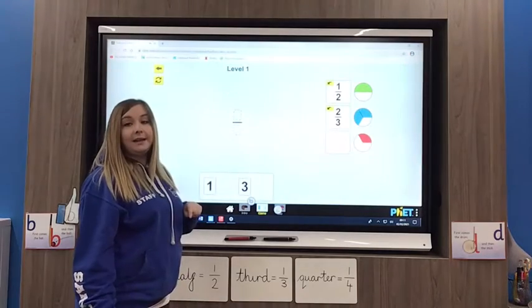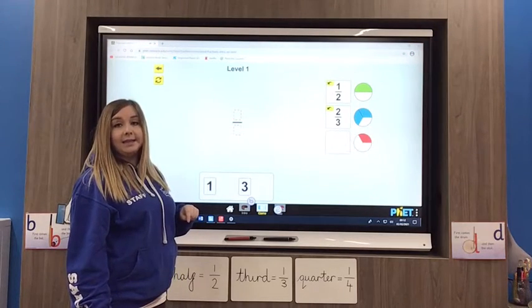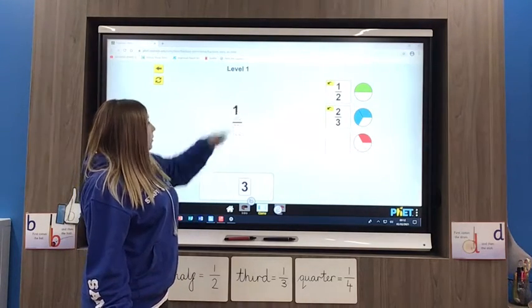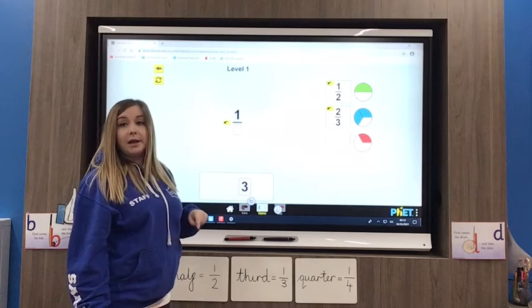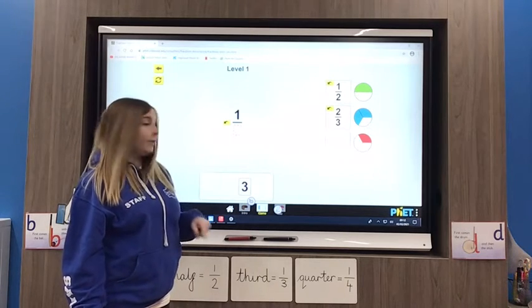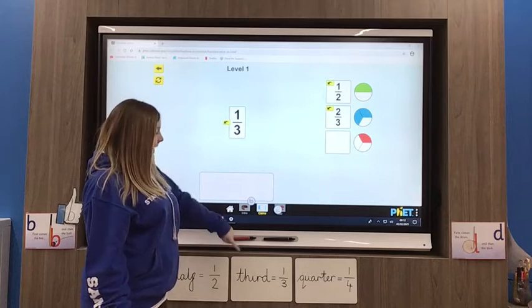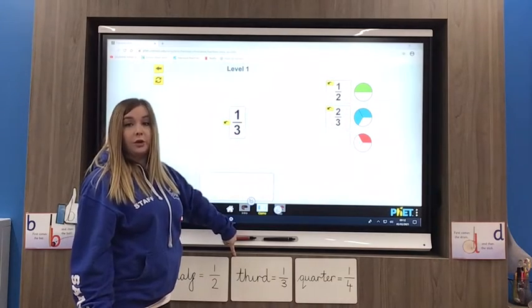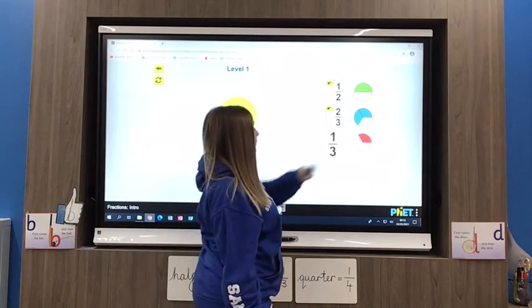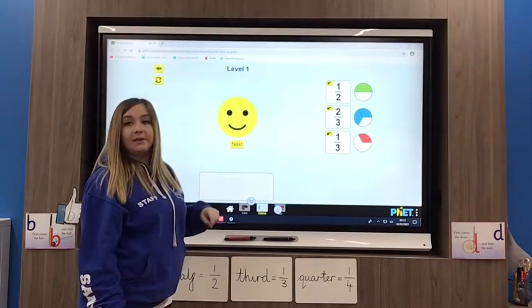And then finally then, how many pieces do we have shaded? 1. And how many pieces are there all together? There are 3. And we would say that as 1/3. Are we ready for level 2?